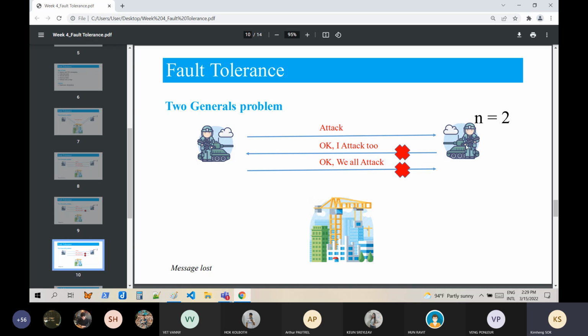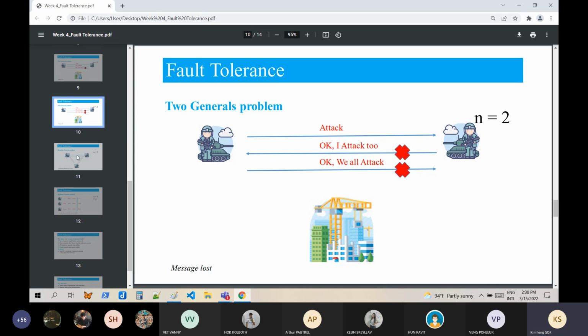So now General A want to attack but General B he want to attack too but the message is lost. So in this case the same thing, both general did not make an agreement, so they will not go to fight. Okay, so that we call two general problem. Okay, so now you know what is two general problem mean.